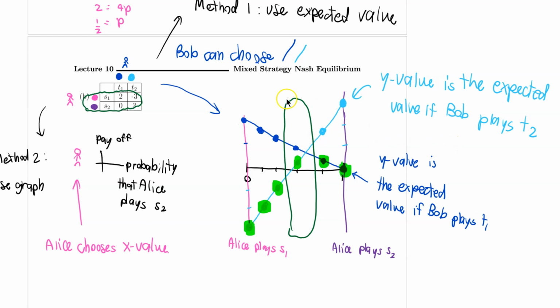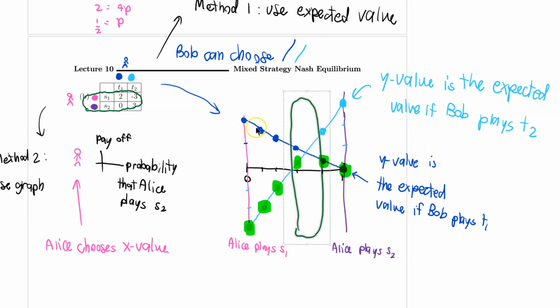And now you can probably kind of guess already. There is exactly one point where these two lines meet, and that's going to be when Bob doesn't exactly have a choice. Yeah, because no matter what Bob did, the outcome is the same. He can choose T1 or T2, it doesn't really matter because the payoff is going to be the same.